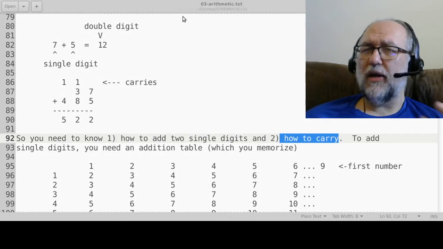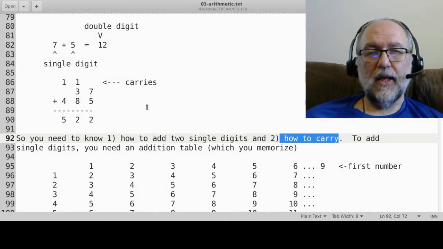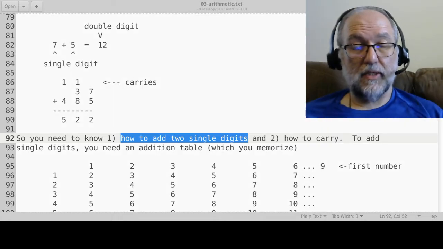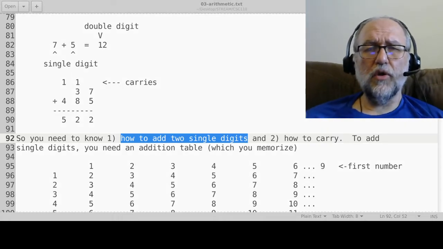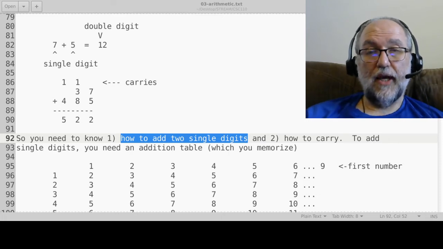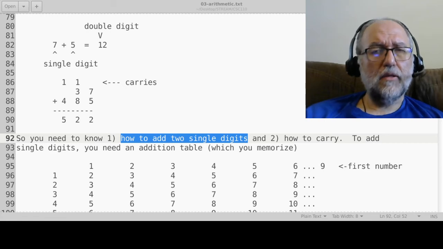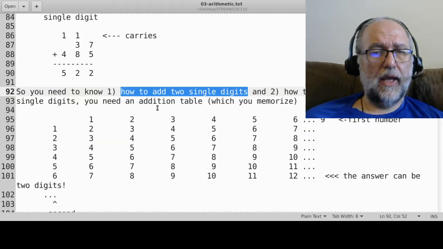Well, the carrying part is kind of easy. It's this part. I wouldn't say it's hard, but you have to memorize a table. You have to memorize an entire addition table. Now, usually we're used to memorizing our multiplication tables, because addition tables are a little bit easier to reconstruct on the fly. But there is an addition table, and here's what it looks like.